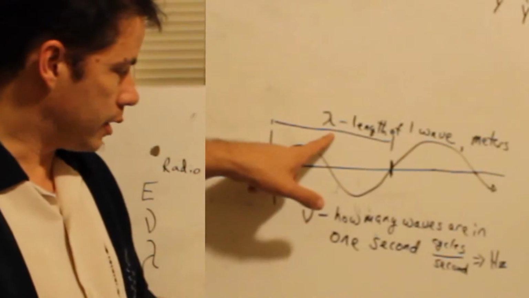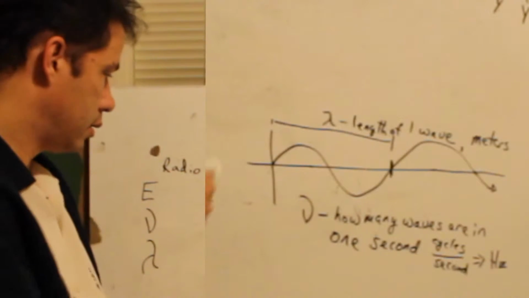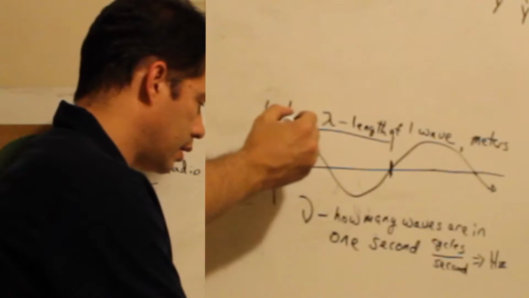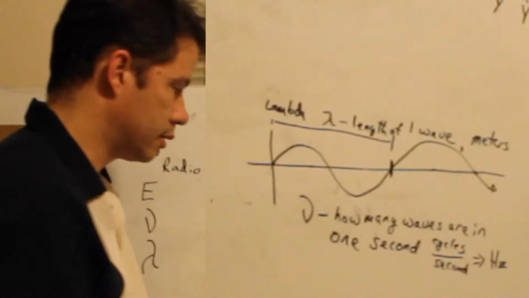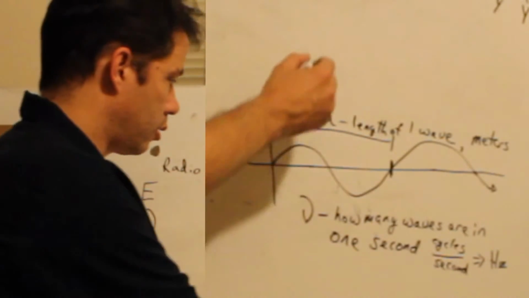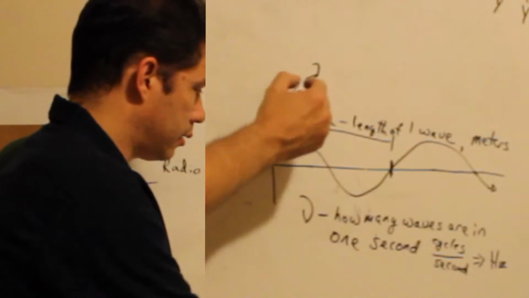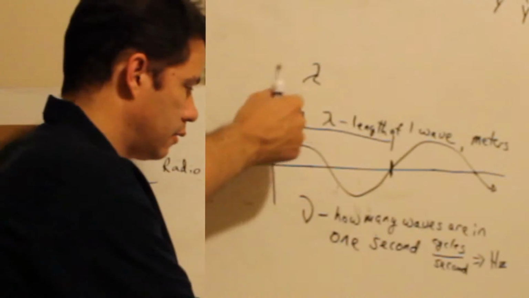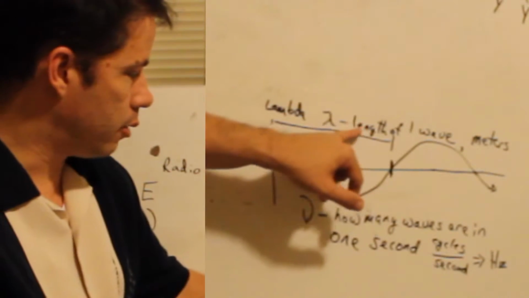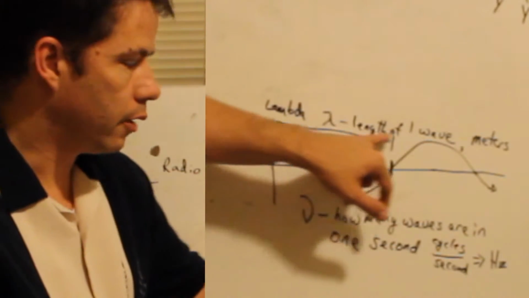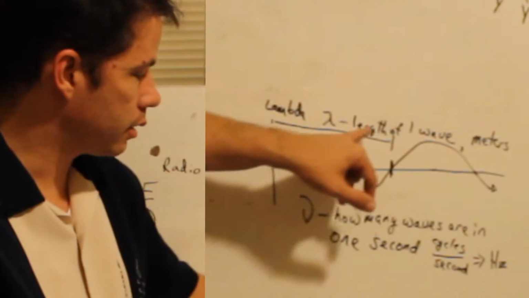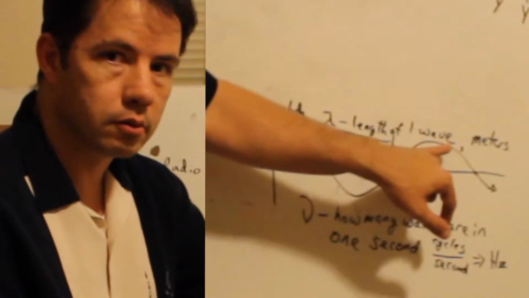Just as a review, this letter right here is the Greek letter known as lambda, L-A-M-B-D-A, lambda, okay? It's basically an upside down Y, or you can make a squiggly L and then add a little kickstand to it, okay? Greek letter lambda, and it basically is a measurement of what's the distance of one wave in meters. So lambda, upside down Y, it's the length of one wave in meters.